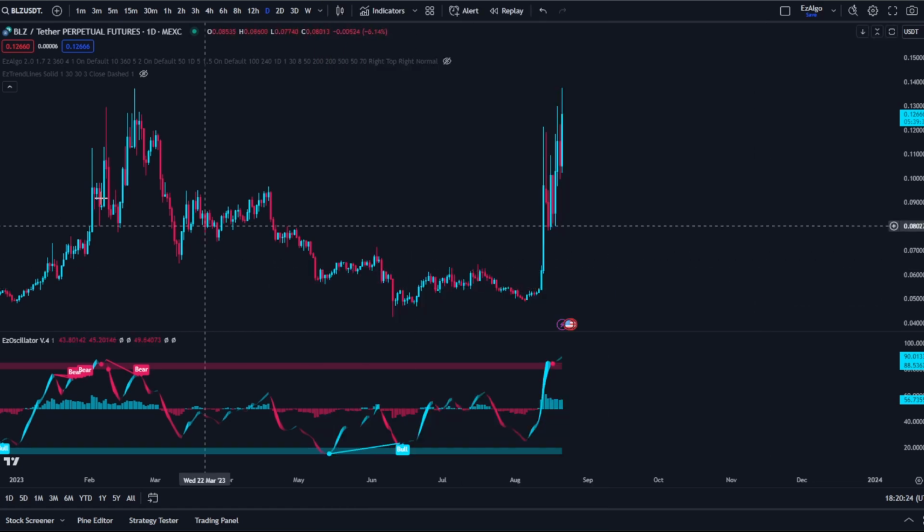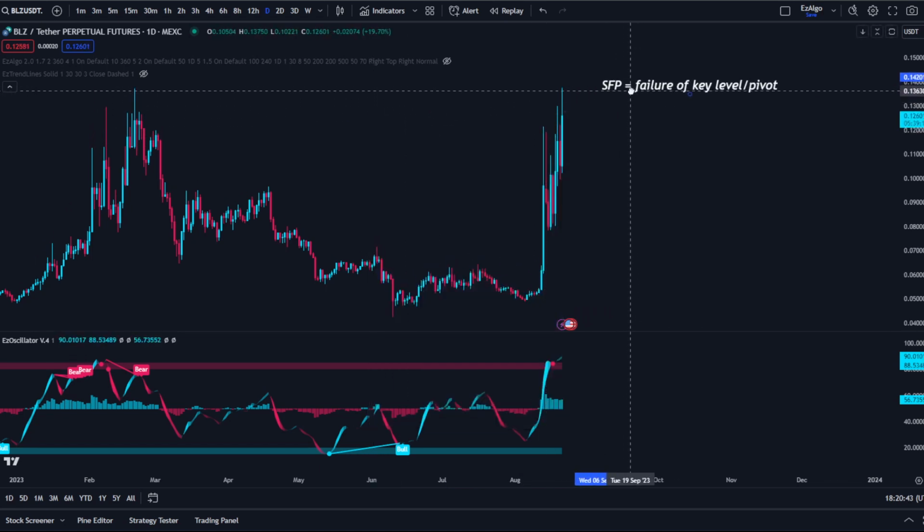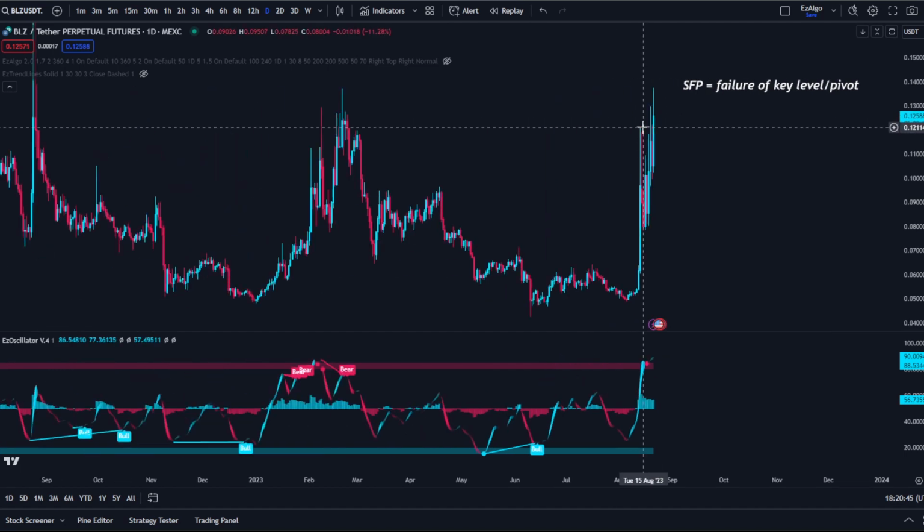All right, so a swing failure pattern is a failure of a key level or pivot. So we're going to type this out. A swing failure pattern is a failure of key level, right? Very important. That's a key level or a pivot. And we're going to go into what that actually means, because if you're trading swing failure patterns, you need to know the definition, what you're actually looking for on the chart.